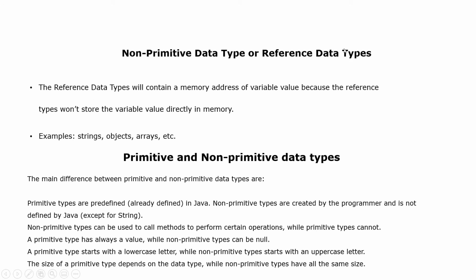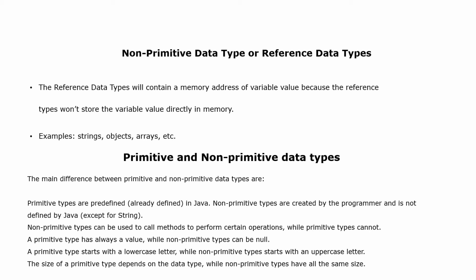Non-primitive data types are also called reference data types. The reference data type will contain a memory address of the variable value, because the reference type won't store the variable value directly in the memory. What that means is, if you have an object and you are giving a name to that object, for example, I'm creating a class as Employee, and I'm creating an object from that class as emp.